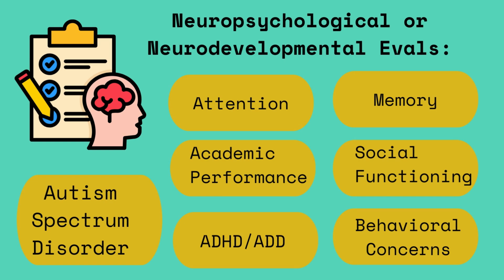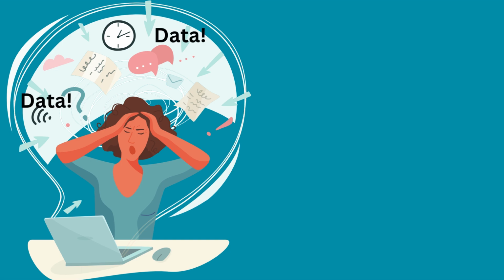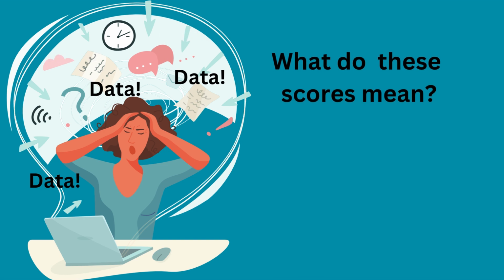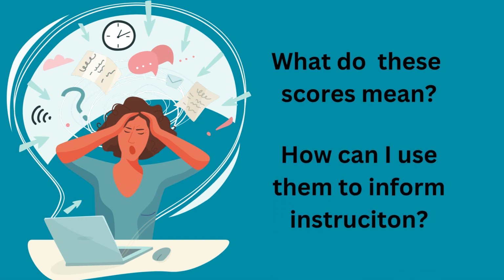Compared to psychoeducational evaluations, which we discussed in part 1, neuropsychological or neurodevelopmental evaluations offer a more in depth look into cognitive abilities, such as memory or attention, for example, for the purpose of understanding the presence of specific academic or social functioning concerns, or when needed to rule out or confirm specific conditions such as ADHD or autism spectrum disorder. These evaluations bring so much data, but unfortunately, we may not always know how to interpret the scores and turn this data into instruction.